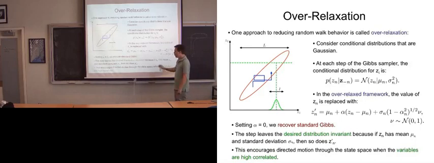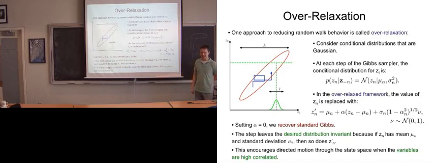But one of the key things about this over-relaxed framework is that the step leaves the desired distribution invariant, because if z_n has mean mu_n and standard deviation sigma_n, z_n prime also has mean mu_n and variance sigma_n squared. Right? If you compute the mean and variance of this expression, that's also a Gaussian distribution with mean mu_n and variance sigma_n squared. That's neat, isn't it? For any values of alpha.